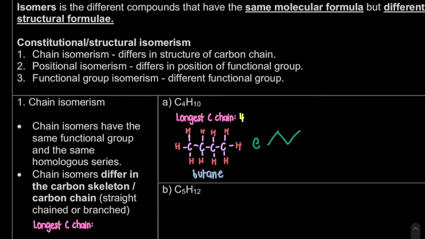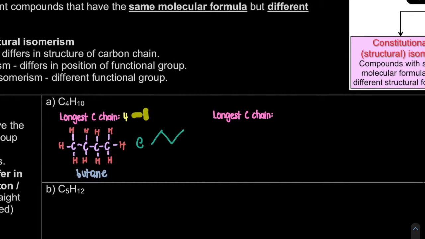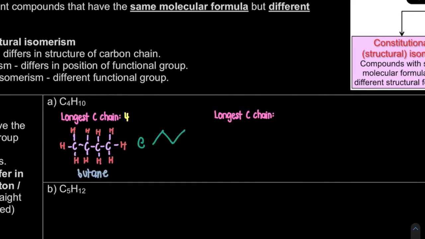Next, remember that the isomer will differ in carbon chain or carbon skeleton. We're still going to talk about the longest carbon chain. Previously, the longest carbon chain was 4. Next, we're going to minus 1 from this value. So what we get is a longest carbon chain of 3. So we're going to draw a carbon chain with length 3.